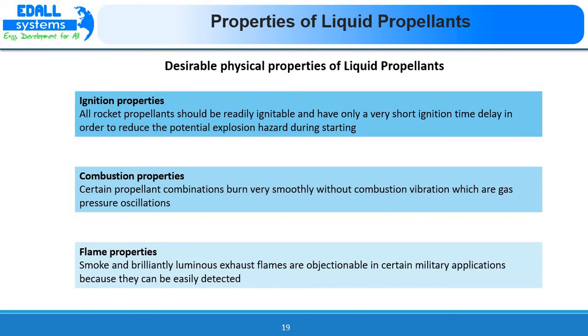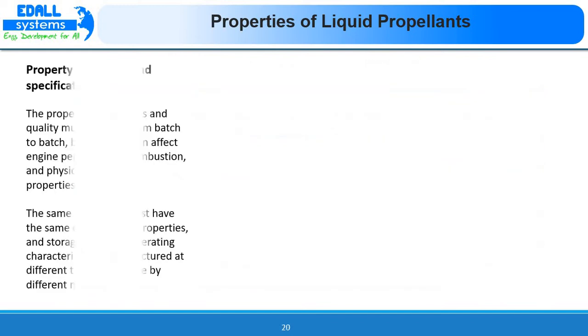Smoke and brilliantly luminous exhaust flames are objectionable in certain military applications because they can be easily detected. So if a rocket is flying and smoke or a luminous flame is detected, then it is considered objectionable in many military applications, because it can be detected and destruction can happen if it enters any country's edge. These are the physical properties of liquid propellants.